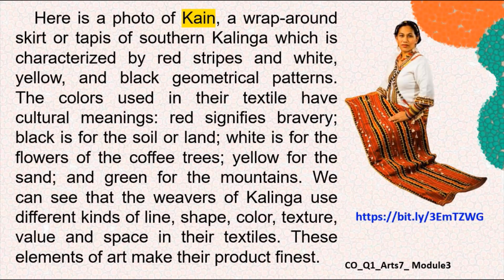Here is a photo of Cain, a wraparound skirt or tapis of southern Kalinga, which is characterized by red stripes and white, yellow, and black geometrical patterns. The colors used in their textile have cultural meanings. Red signifies bravery, black is for the soil or land, white is for the flowers of the coffee trees, yellow for the sand, and green for the mountains.